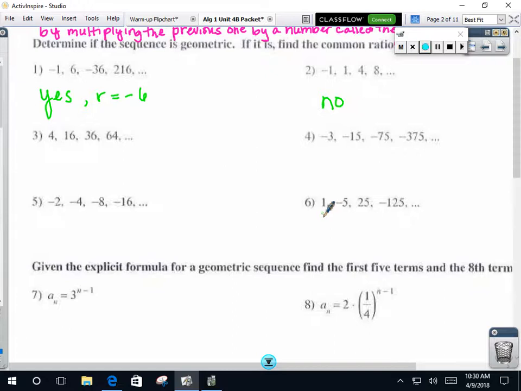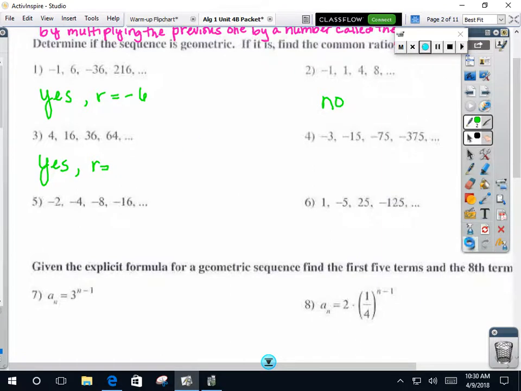Number 3. Okay, Gabe already said it is. So if it is, that means there's a common ratio. And what is it? Are y'all sure about that? It's a no. Right, it's a no. Hey, I'm telling you what he did. He was like, okay, 4 times 4 is 16, but is 16 times 4 36? No.